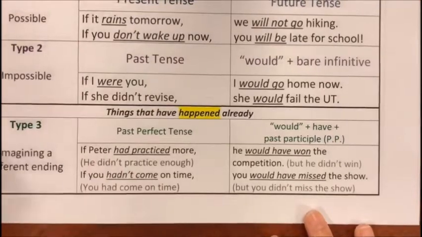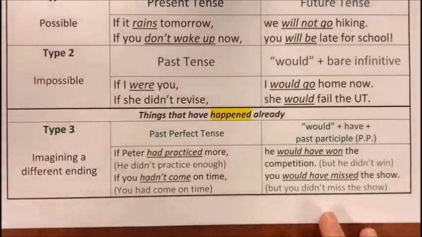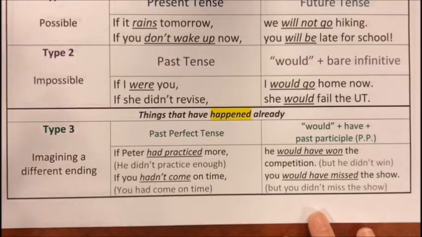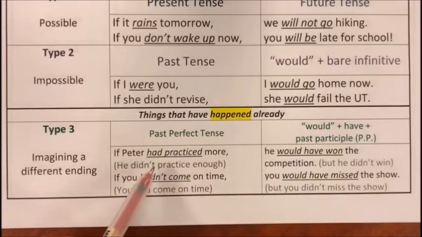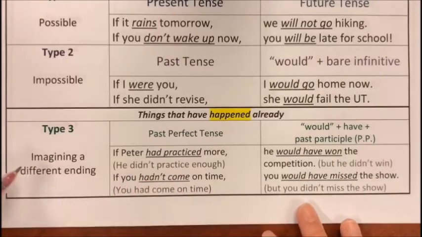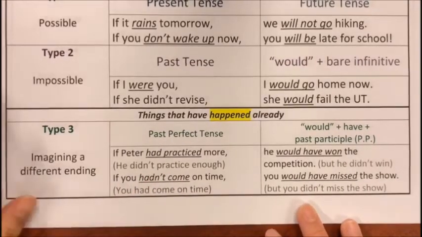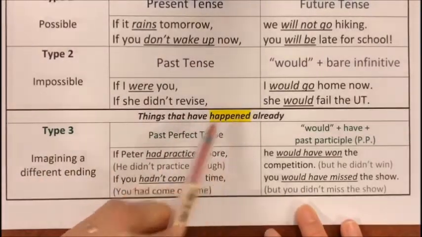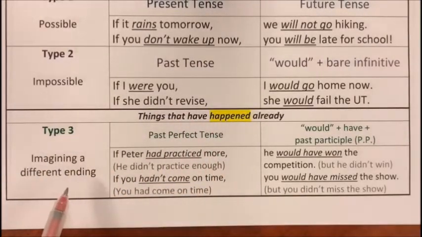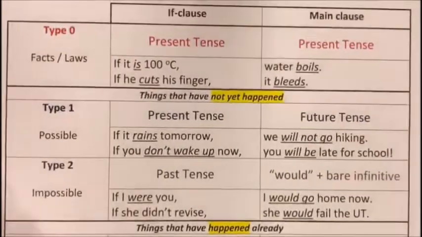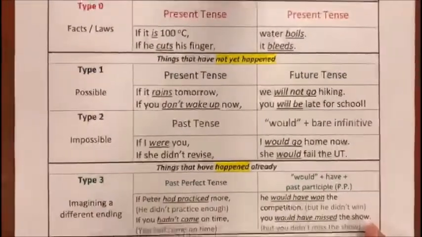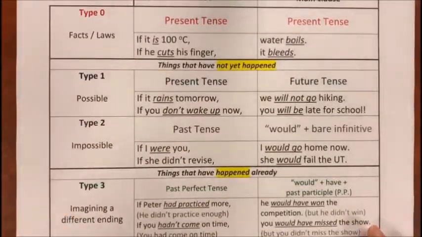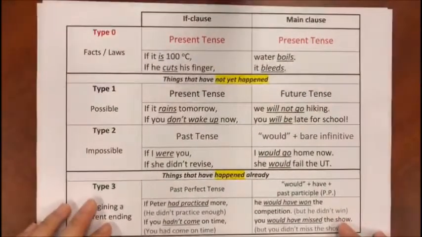Basically, sometimes when we regret doing something, we'll use type 3. If Peter had practiced more, he would have won, but he didn't. So he actually regretted. So this is a type 3 conditional sentence. Things that happened already, it's just that you're imagining a different ending. So these are basically the 4 types of conditional sentence that you need to know. That's it. 4 types that you need to know in your whole life.